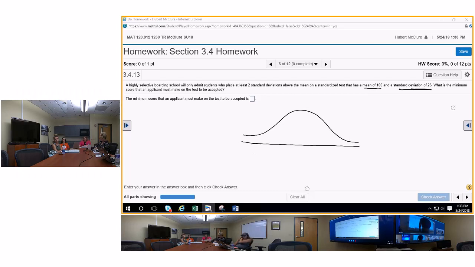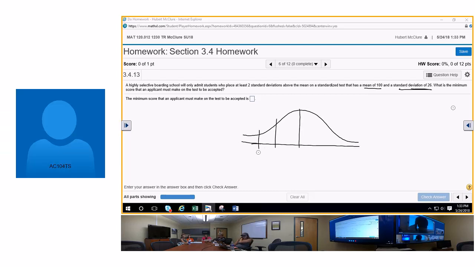The bigger you draw it, the better, so it's more stuff you can put on it. Okay, the mean is 100, 156, 152, and 178. Somebody check my math because I suck at it.